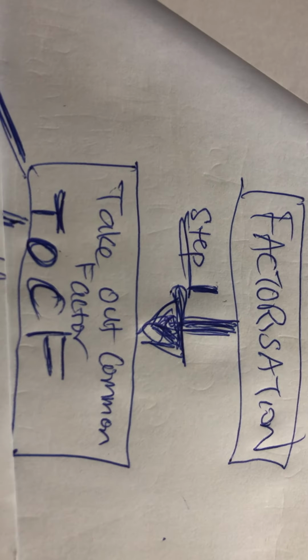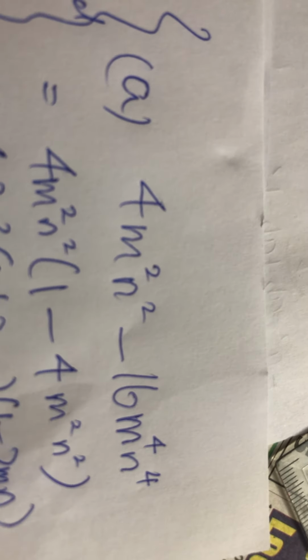Again, step 1 of factorization is to take out common factor. So I've taken out the common factor. 4, take out the number. M square can take out, I take out. N square can take out, I take out. What's left behind is 4m square n square. Double check this time. This times this is 16. N power 4. N square times n square is n power 4. But we don't end here.